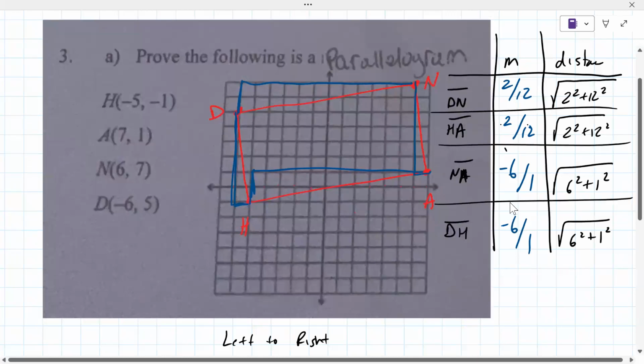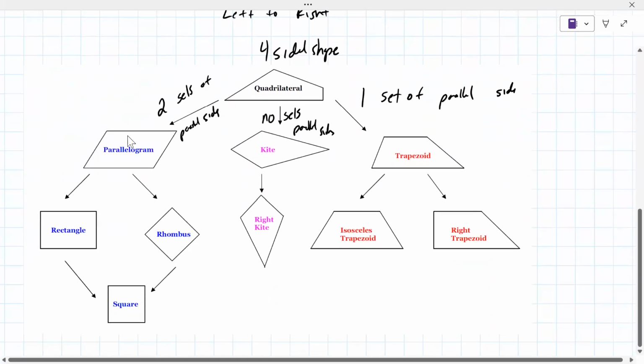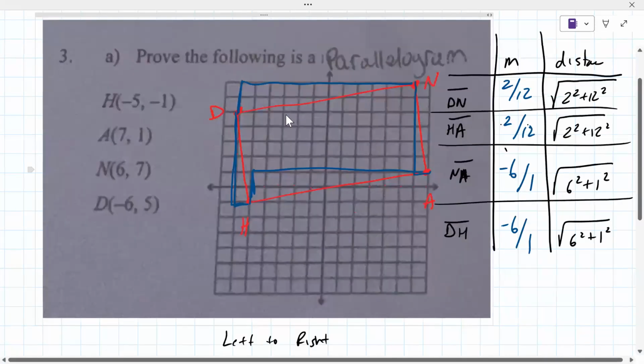If these are the same, then you know that they're parallel. That's the first thing that you're looking for here. Now, if it's a parallelogram, it could be a rectangle, a rhombus, or a square. You'll get to that at some point in this course, maybe this week. But you've got to be really careful with how many sets of parallel sides you have. This has two, so you know it's a parallelogram.